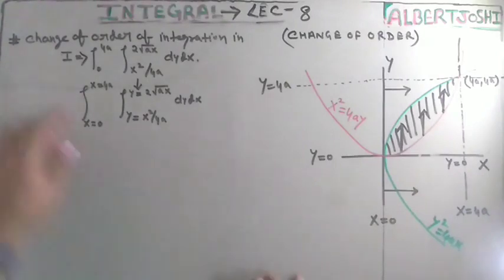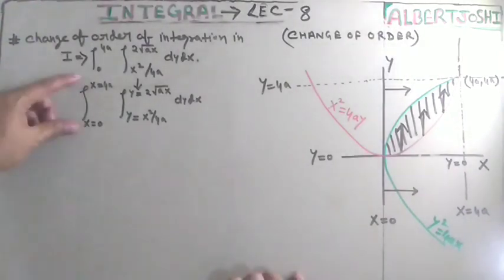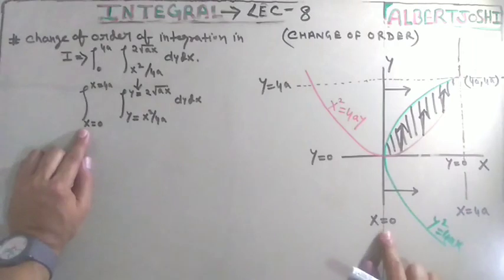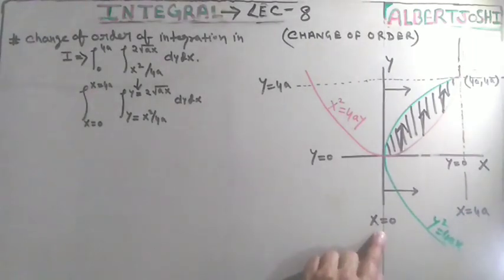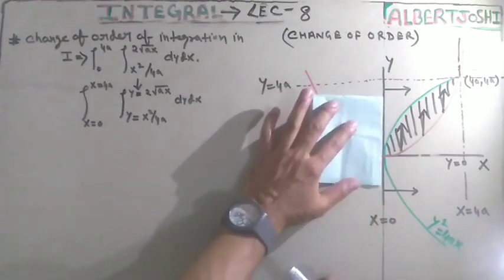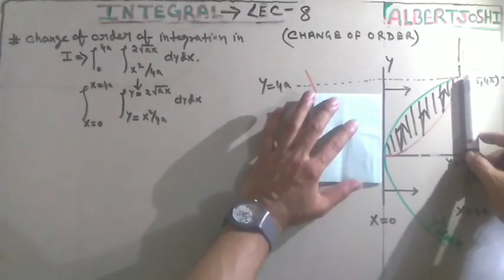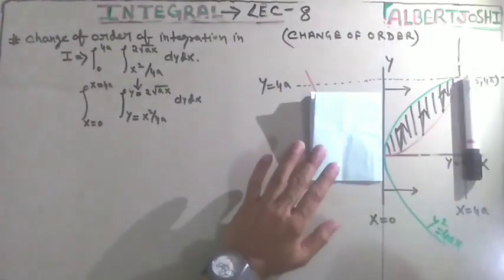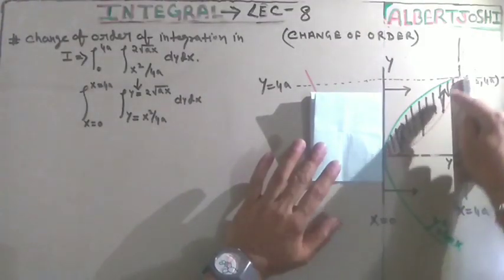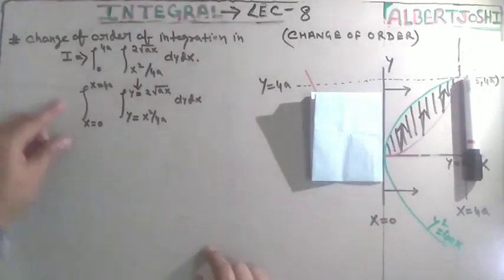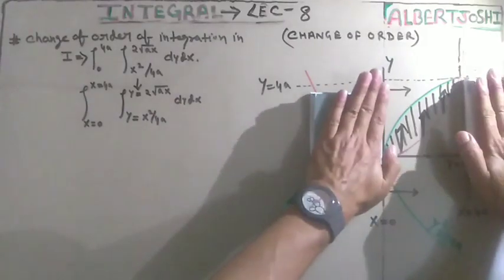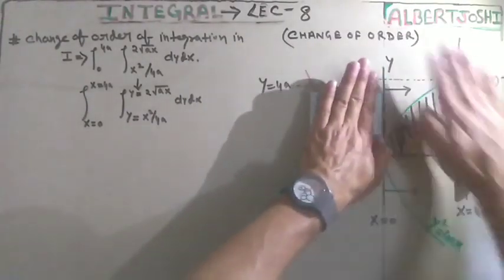Now, he has written x is equal to 0 to 4a. In integration, you have to count the total number of points from this to this. What is x is equal to 0? X is equal to 0 is this, and x is equal to 4a is this. So we have to count the total number of points from here to here, inside this shaded part. This is the meaning of this. You have measured only this portion.